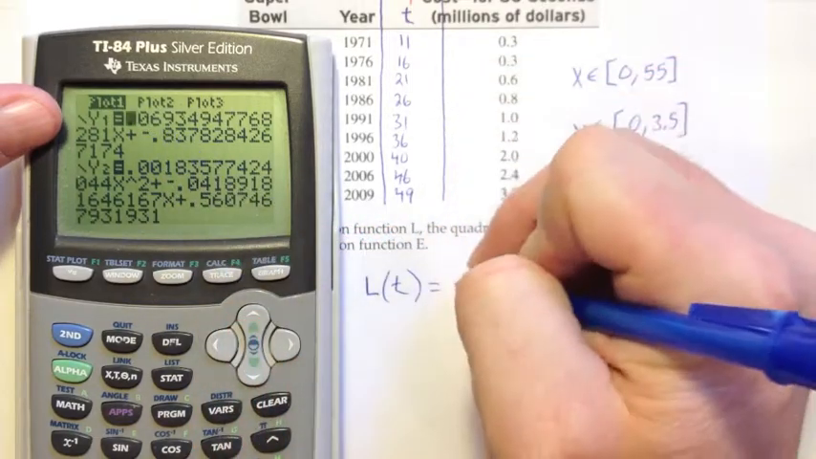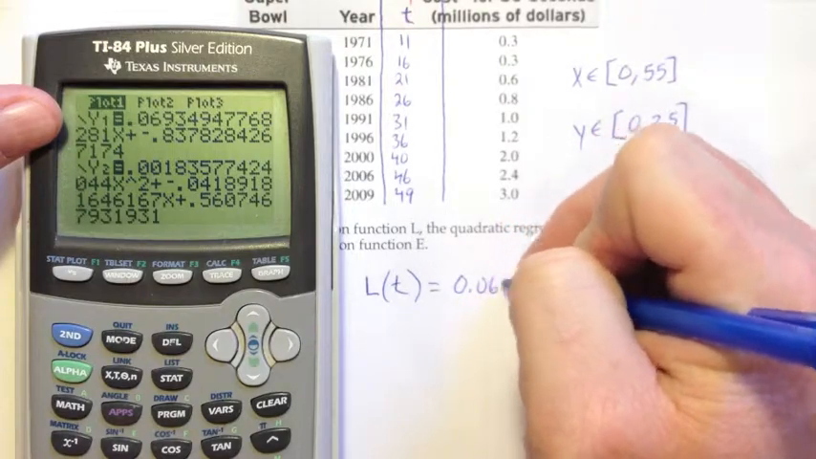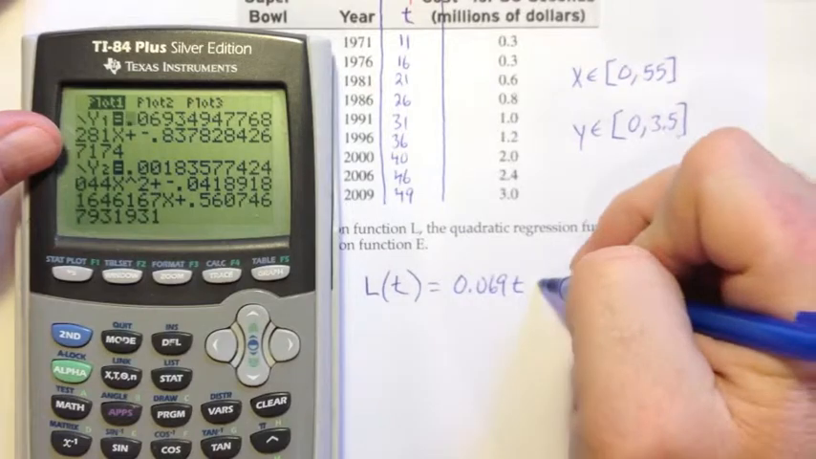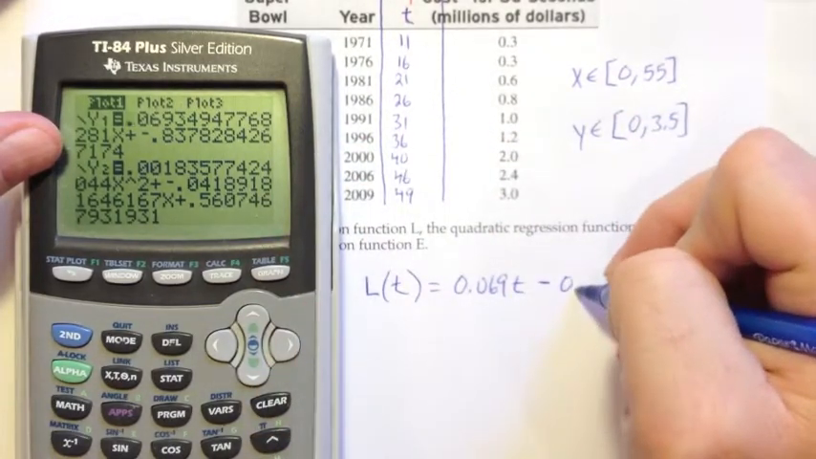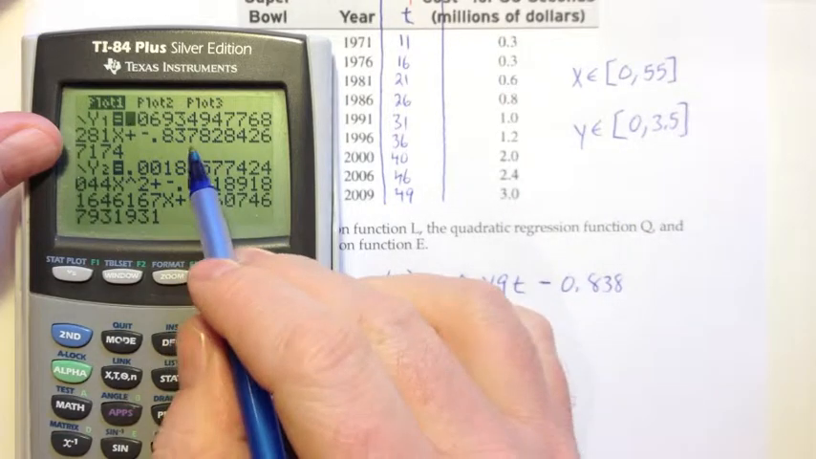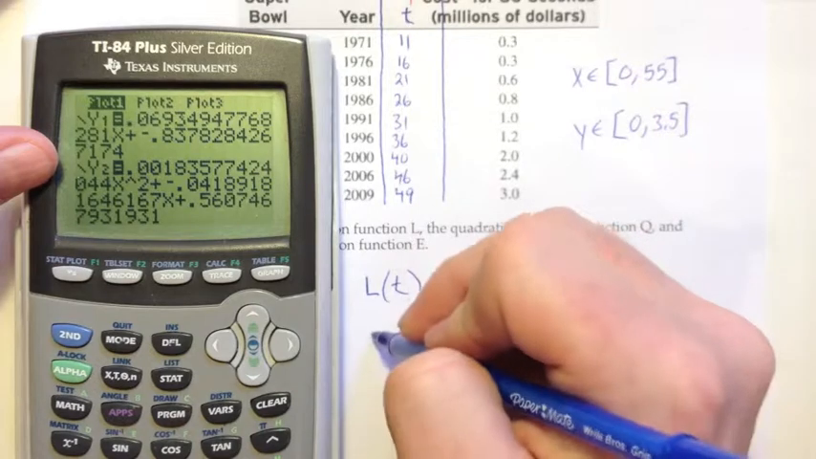So for Y1, I'll put the linear function is 0.069 times t, then we have plus a minus, so I just write a minus sign, 0.838. Now it does actually say 7, but followed by an 8, so I'll round that up. So that's my linear function.